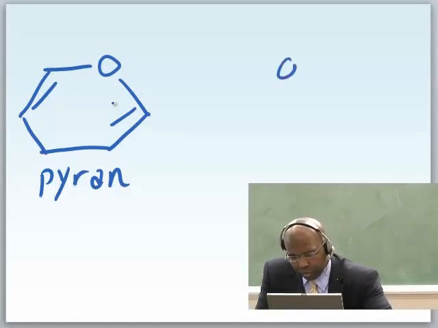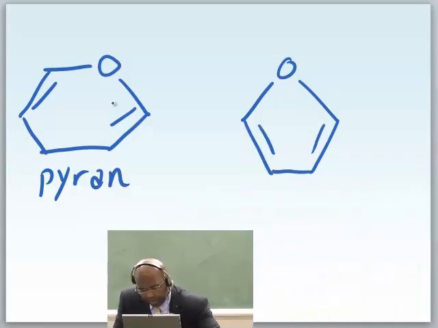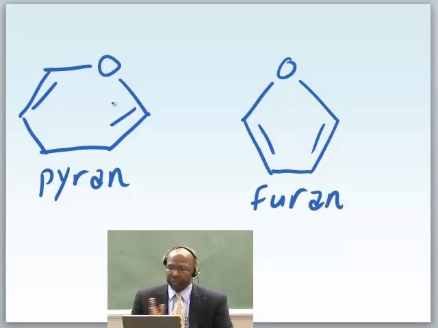will have a structure that looks like this. It's a five-membered ring with an oxygen in it. And this compound is called furan. So pyran is a six-membered ring, furan is a five-membered ring, and they both have oxygens in them. Okay. I'm going to come back to this later when we start drawing some of our carbohydrates. Everyone okay with this one? Very good.